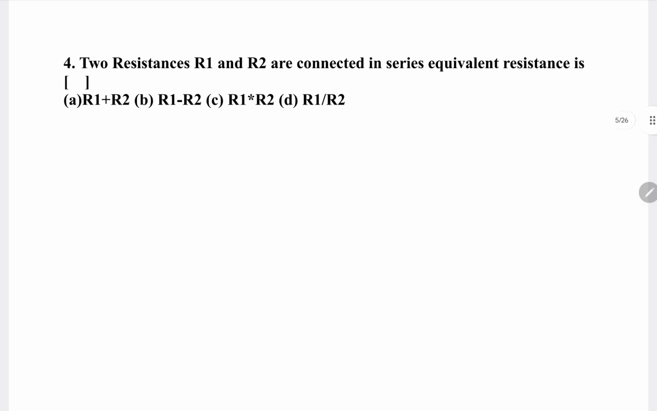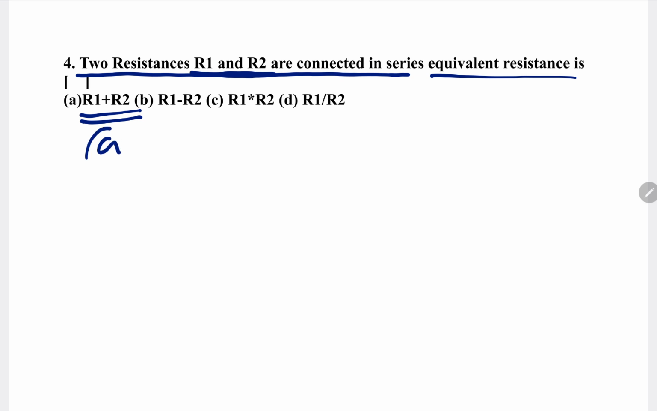Let us go with the next question. Two resistances R1 and R2 are connected in series. What is the equivalent resistance? As we all know, whenever two resistors are connected in series, the total resistance is going to be R1 plus R2. Answer is A.